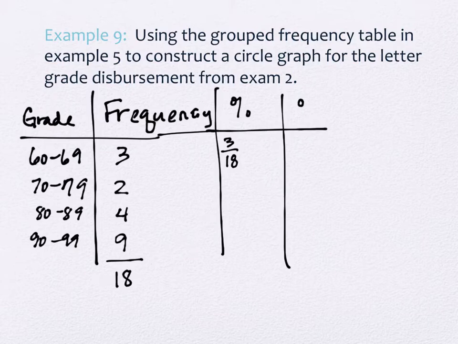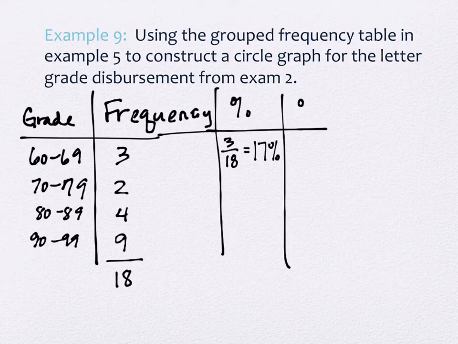So if you have 3 over 18, and then we want it as a percent, which means you need to multiply by 100, right? So 3 over 18 times 100. What do you get to the nearest whole percent? We're going to round to whole numbers.